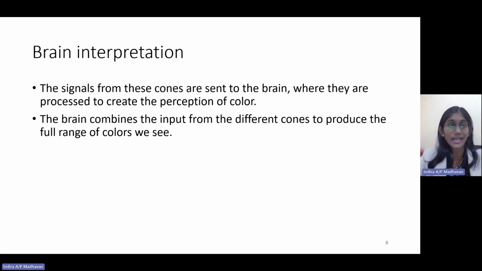So that's why when you look at a colorful thing in front of you, it doesn't stand with only one color, it stands with different colors. All this information is sent separately by the cones, but is combined by the brain for you to perceive the color in the full range. So that is how the brain interprets the information received by the cones.